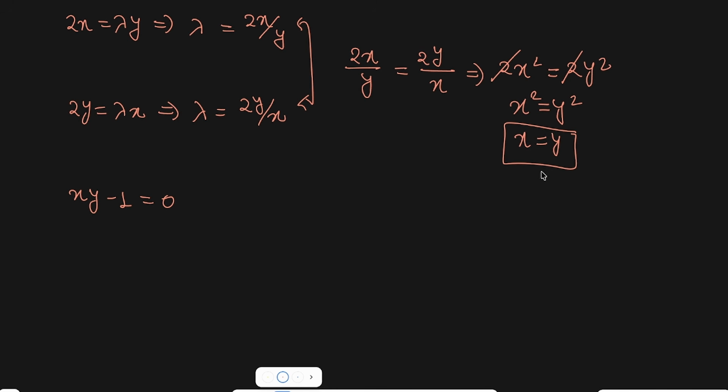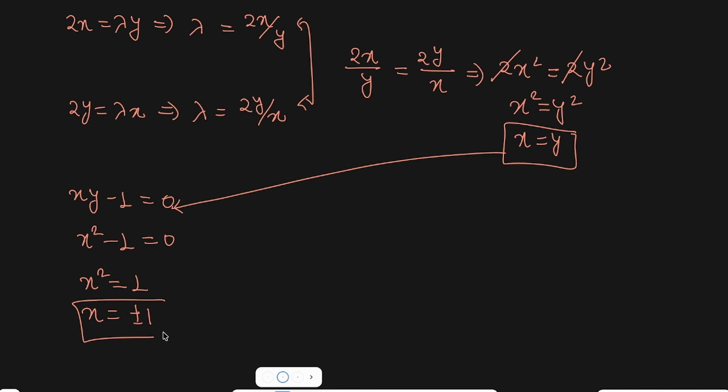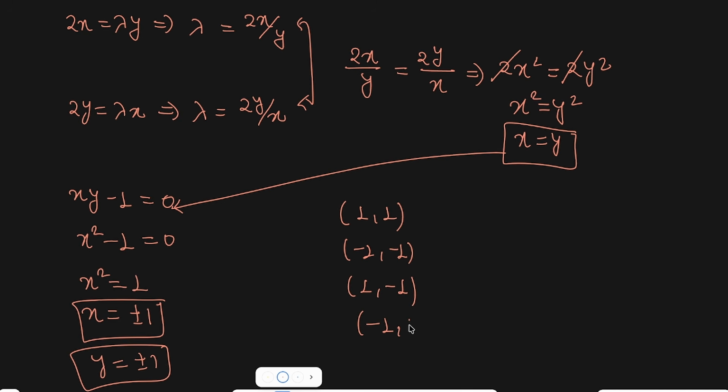So from here, what can I do? If I use this relation in the condition, it will be x² − 1 = 0. So x² = 1, x = ±1. Because x = y, y is also ±1, so that I have critical points. What are those critical points? They are (1, 1), (−1, −1), (1, −1), (−1, 1). I have 4 critical points.